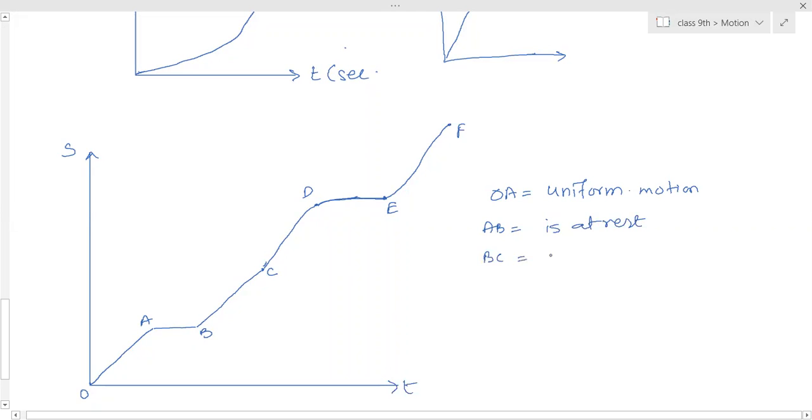Then BC, uniform. It again starts moving with uniform motion. Then CD is also uniform. C to D is uniform. Then DE, at rest. And again EF, uniform motion.